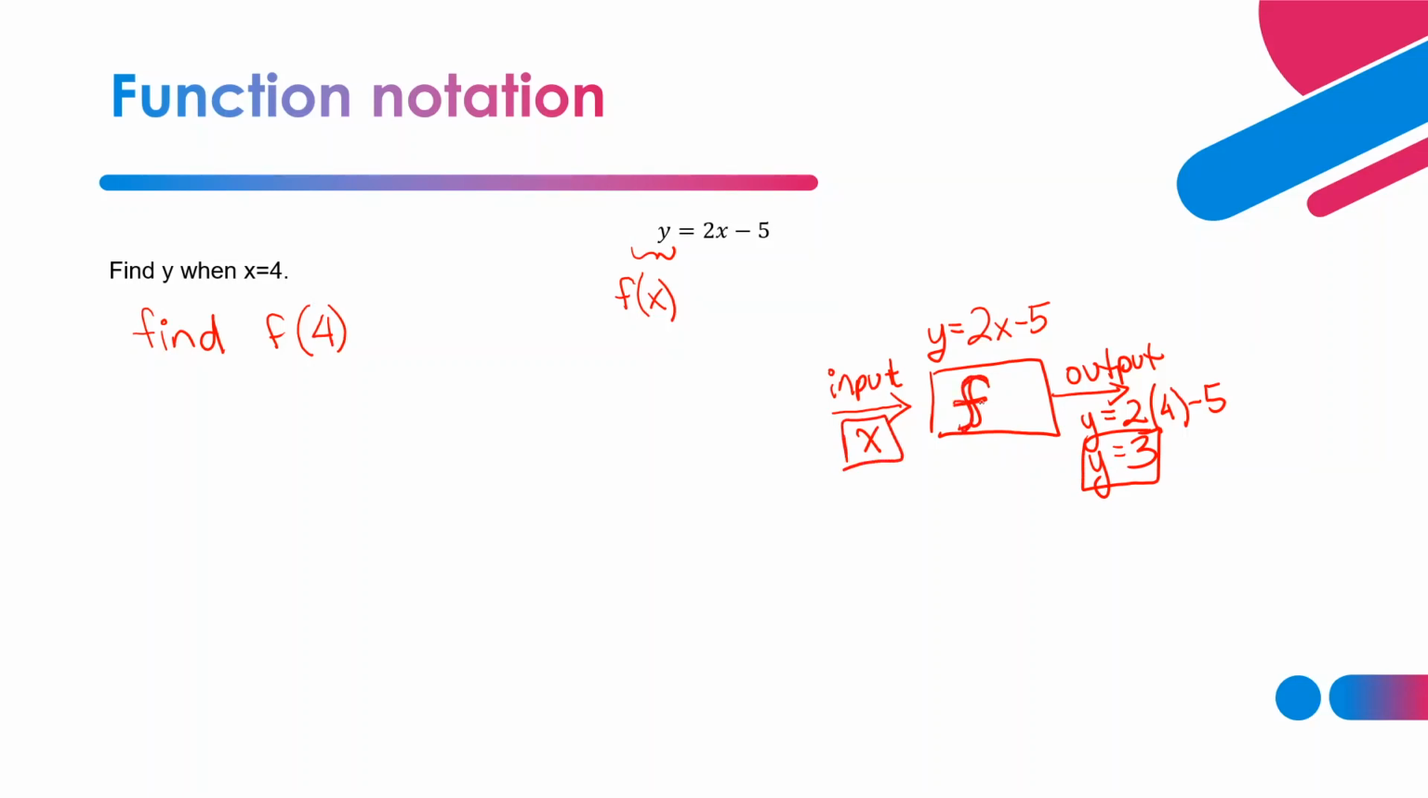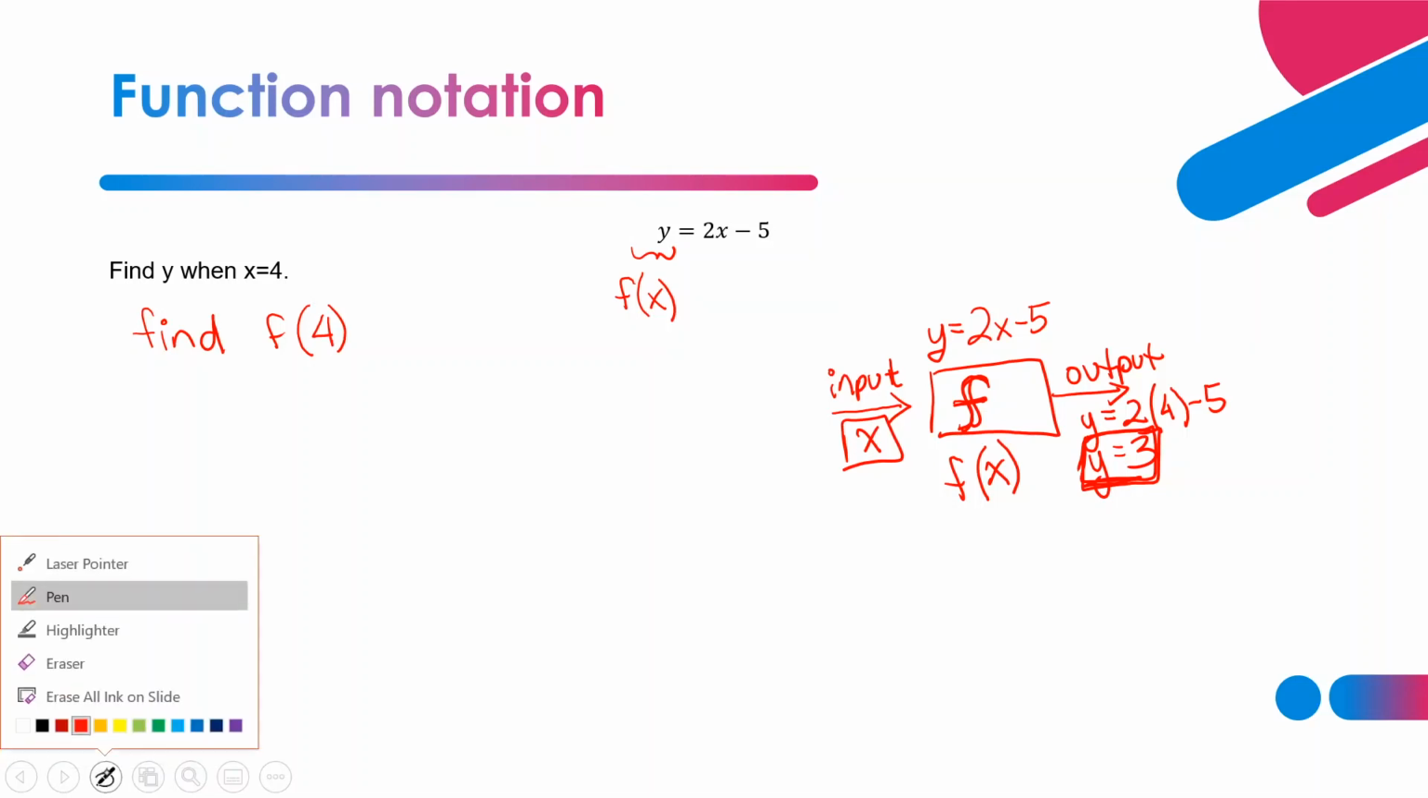So if this is my function machine, I can really think about y as a function of x, because it will change based on the value that I put in for x. The output is dependent on the input, and the output is the y, or f of x.